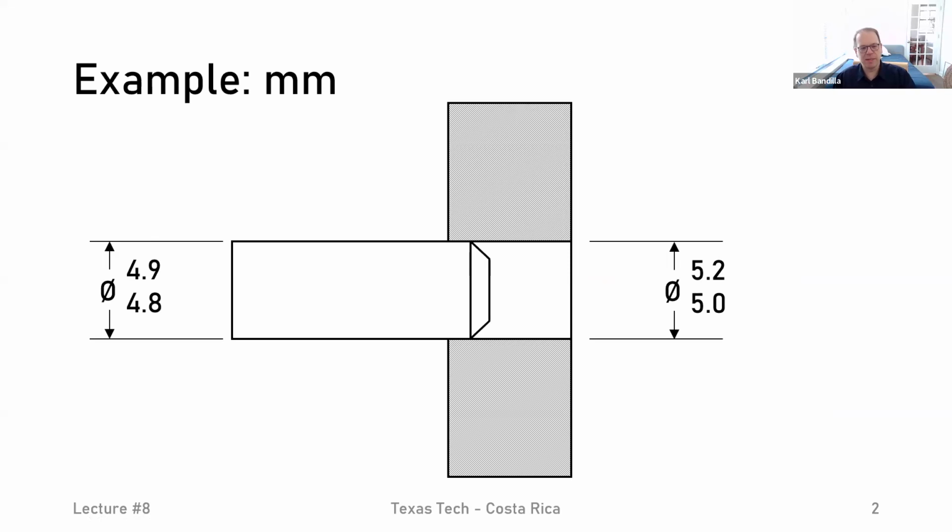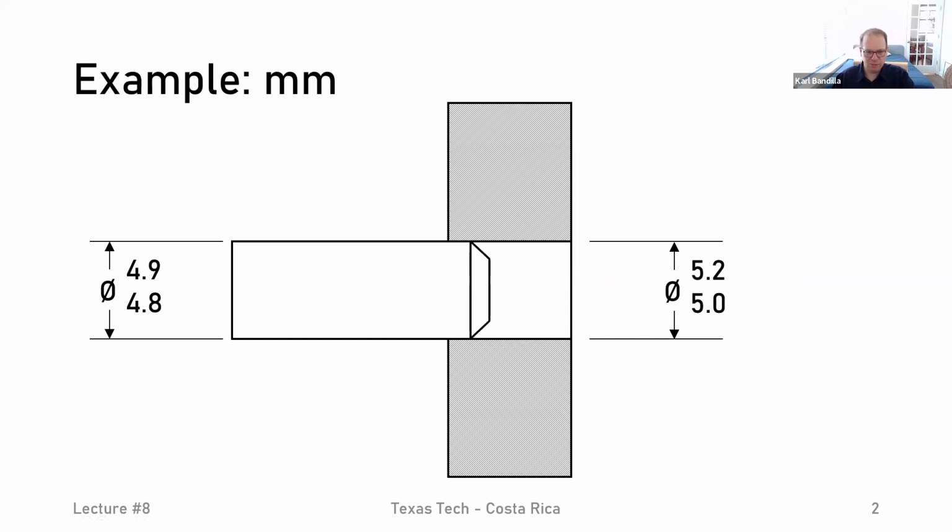The good thing is in millimeters, we don't run into leading zeros all that much anyway, because anything less than a millimeter is very, very, very small. A single millimeter is already small, so we usually don't have to worry about this. All right, let's do an example.